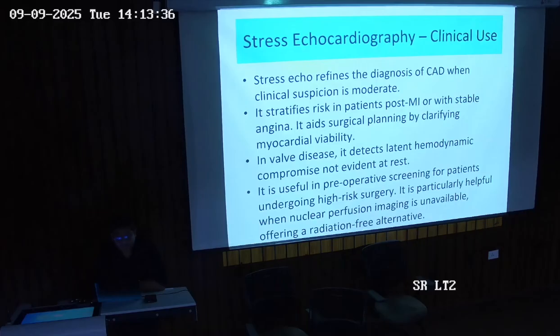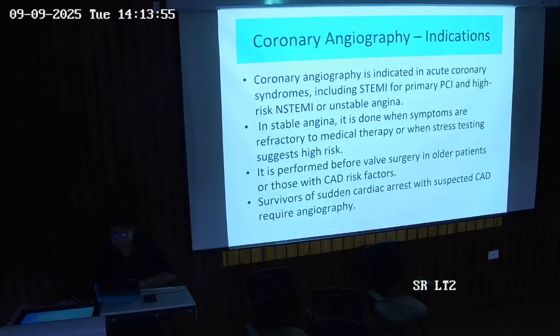It is useful in preoperative screening for patients undergoing high-risk surgeries. It is particularly helpful when nuclear perfusion imaging is not available. But nowadays, nuclear perfusion is available in most centers, so stress echo has lesser importance than the nuclear perfusion scan.